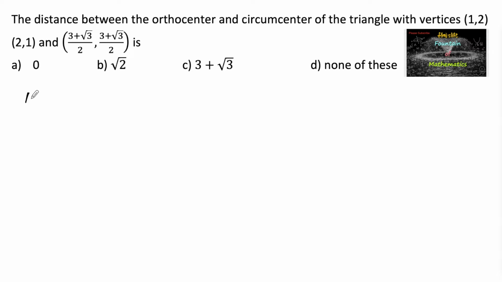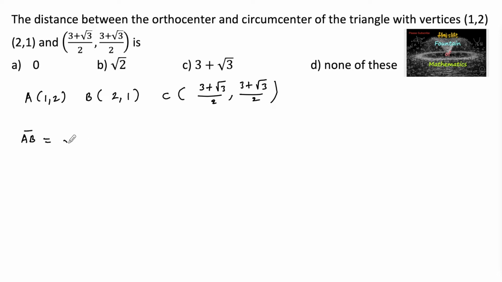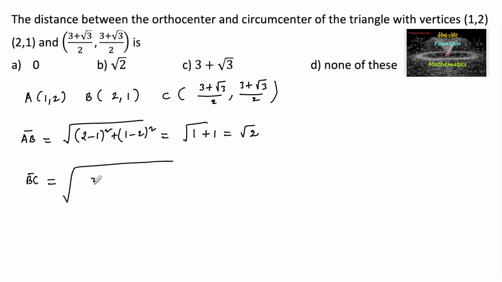Say the vertices are A (1, 2), B (2, 1) and C ((3 + √3)/2, (3 + √3)/2). So we will find the distances. AB is equal to the square root of (2 − 1)² + (1 − 2)², which is 1 plus (−1)², that is 1. This is √2.